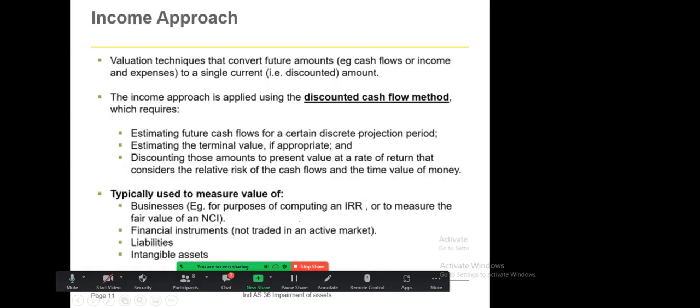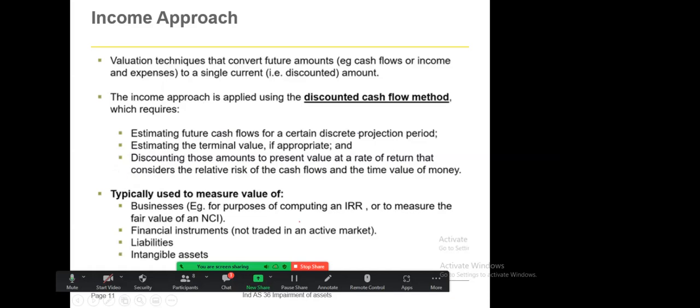Moving on to the income approach, these are valuation techniques that convert future amounts to a single current amount. That means your cash flows or income and expenses. The technique converts your future amounts. What are your future amounts? Your future cash flows, your future income and expenses, to a single current amount. That means you need to do the present value. So you have your cash flows of the next 5 years. Now, if you calculate the present value of those cash flows, that is called your single current amount.